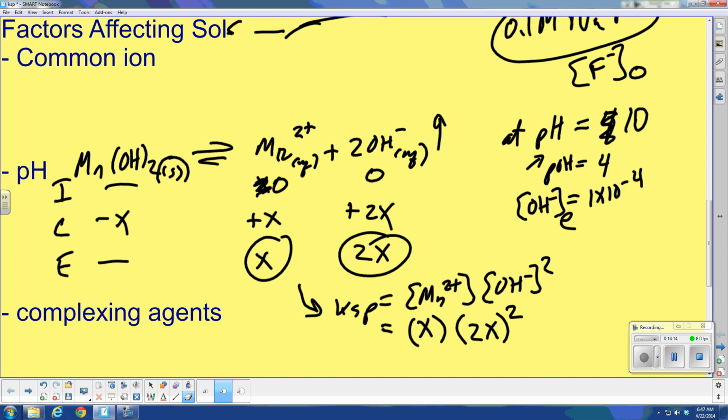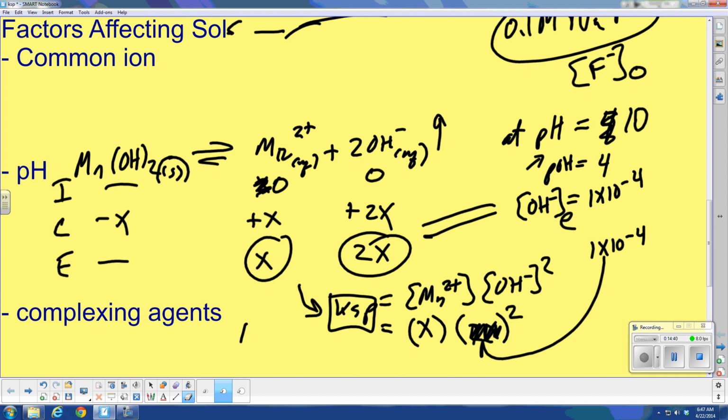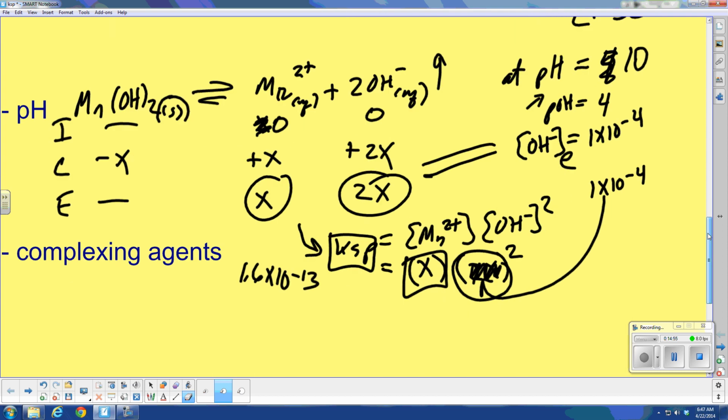But what do we know here? These guys are equal. So that means 1 times 10 to the minus 4th is going to go right in here. And we're not going to put the 2X. We're going to put the 1 times 10 to the minus 4th. My Ksp, by the way, I know my Ksp. My Ksp is 1.6 times 10 to the minus 13th. Now remember, I don't solve for x here. Why not? Because I'm going to solve my x here, okay? And I know that might be a little confusing.